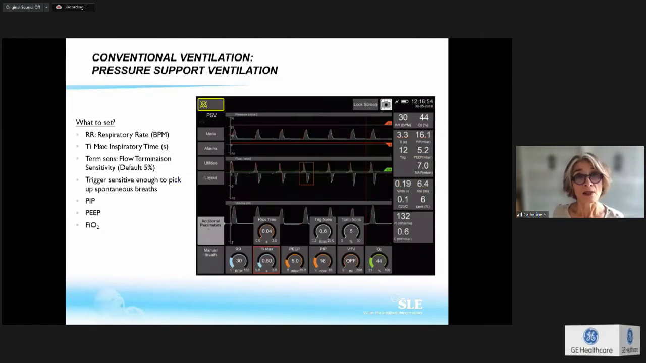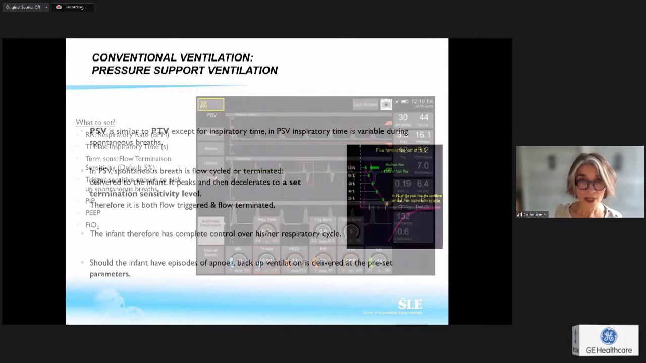Okay. So the other mode that you will get is the pressure supported mode. This one is similar to PTV, exactly the same as PTV. The only difference is the termination of the breath. How does it do it? It is flow cycled.